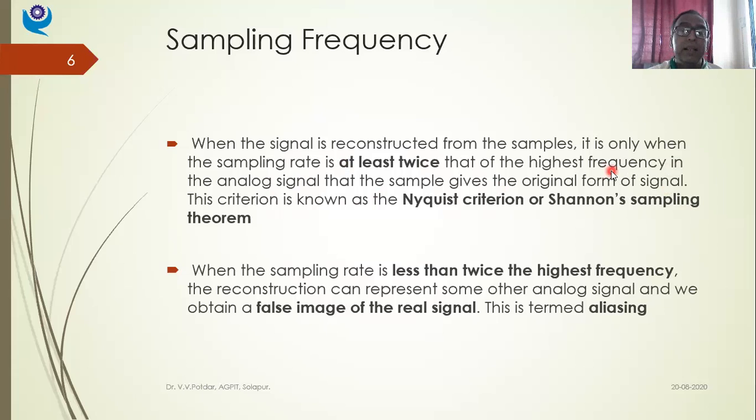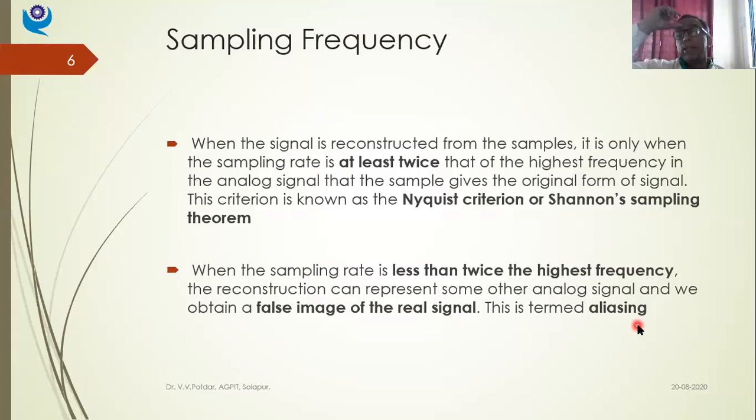This criterion is known as Nyquist criterion or Shannon's sampling theorem. When the sampling rate is less than twice the highest frequency of the analog signal, what happens? The reconstruction can represent some other analog signal. I will not get a signal like my original signal, the reconstructed signal. Some other analog signal, some distorted signal. We obtain a false image of the real signal. This is termed as aliasing.